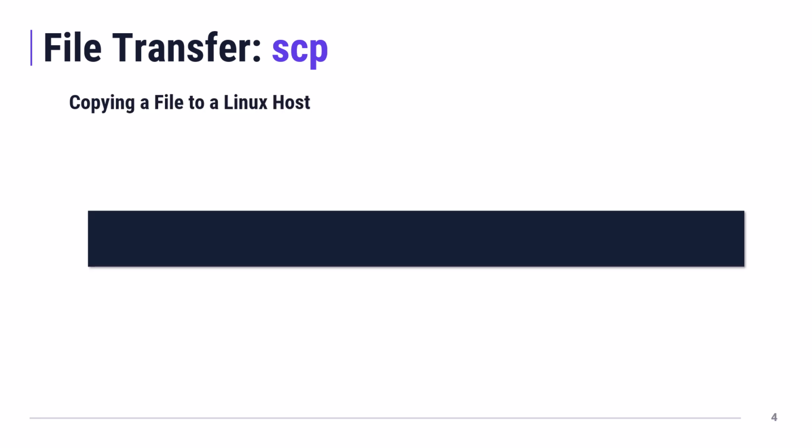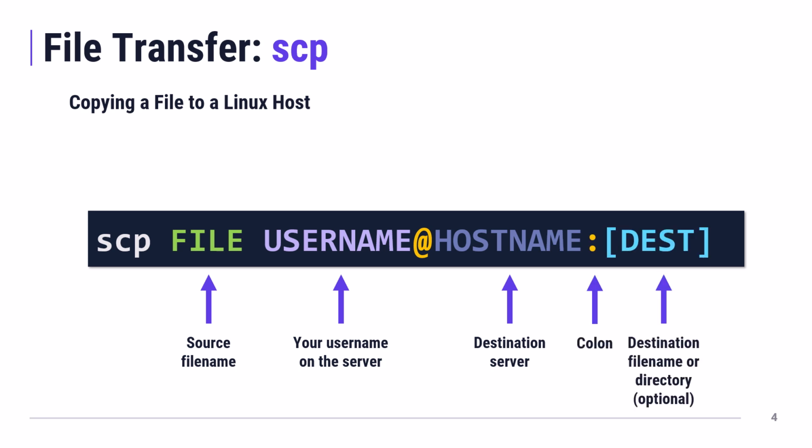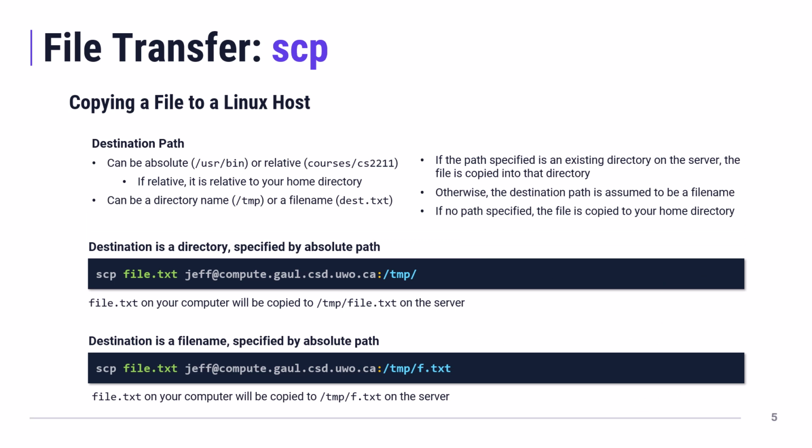So let's start by copying a file to another host. Let's suppose that I want to copy a file from my laptop to compute.gall. I'm going to type scp, whatever the file name is, my username on the server, @ and then the host name, for example, compute.gall.csd.uwo.ca. I'll add a colon, and then optionally I can specify a destination file name or a destination directory. The destination path could be absolute or relative. It can also be a directory name or a file name.